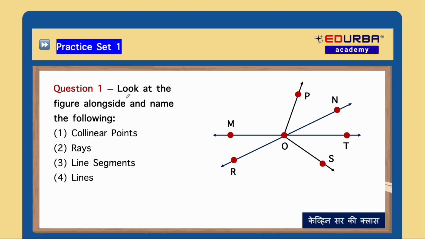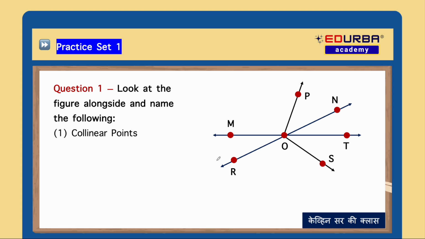Look at the figure alongside and name the following. So we have to write the names of collinear points, rays, line segments, and lines. So let's solve them one by one. The first one is collinear points. We have already studied the definition of collinear points. When three or more points lie on a same straight line, they are called collinear points.